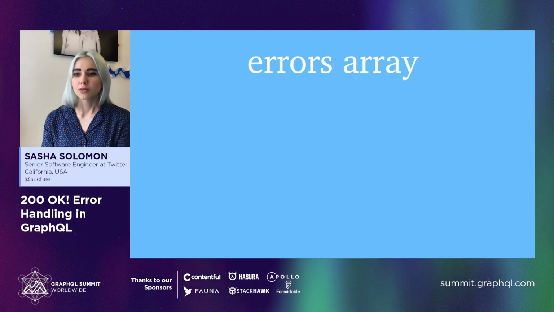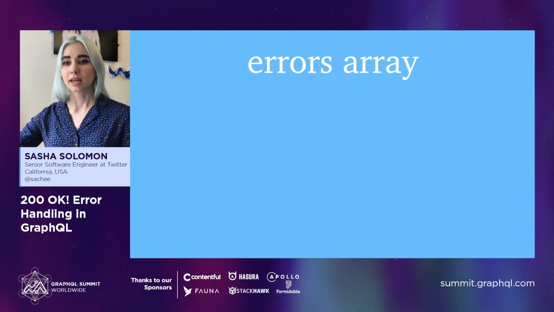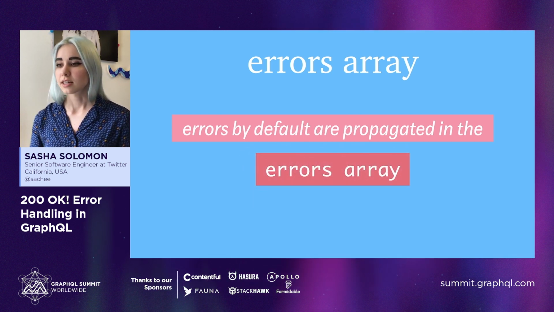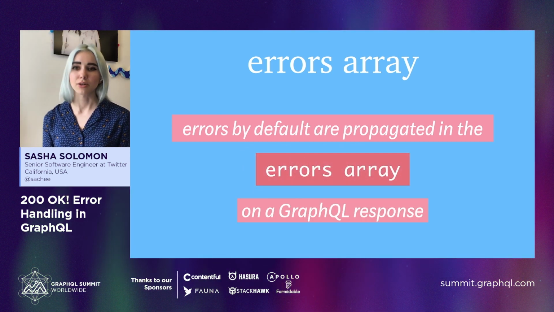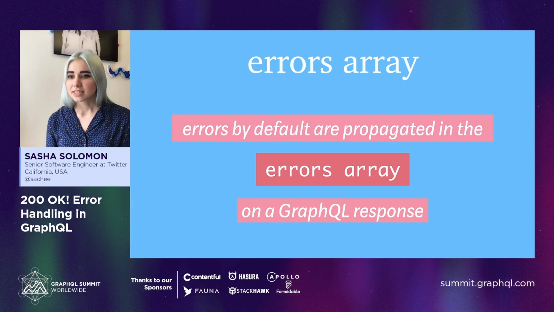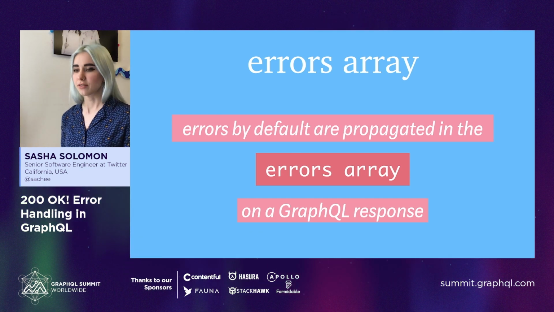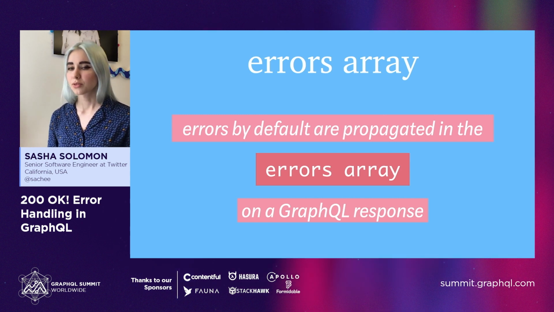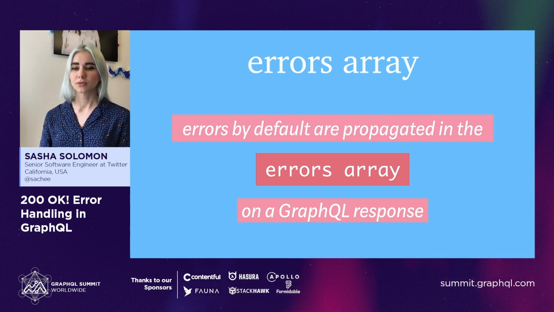As you may know, canonically in GraphQL, any errors that happen are stored in the errors array. They end up there by default on any GraphQL response. This is what you can expect when you're first using GraphQL. If you're brand new to GraphQL and you encounter any errors, they'll be by default in the errors array.